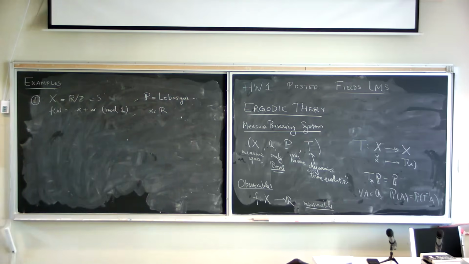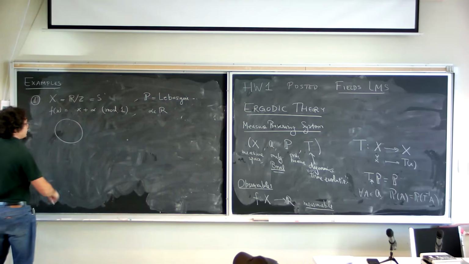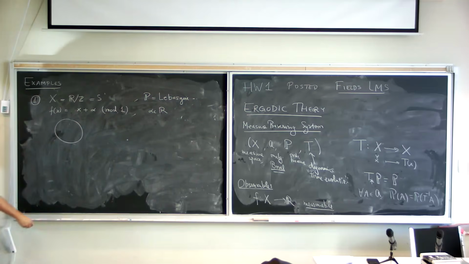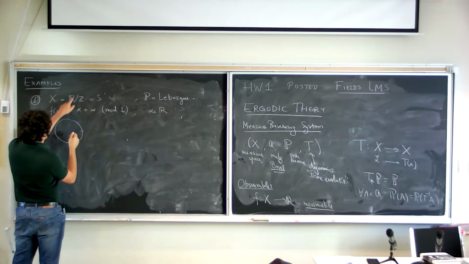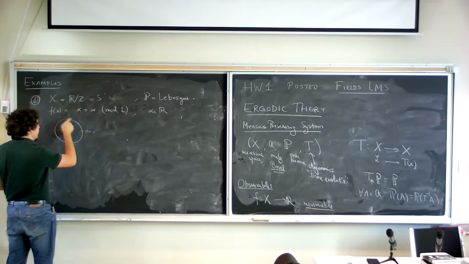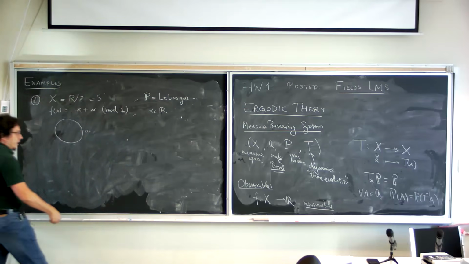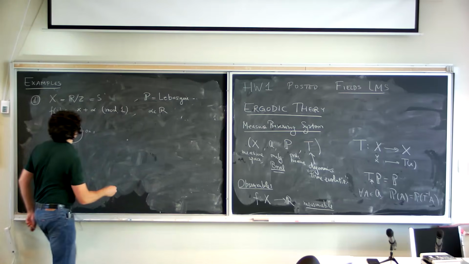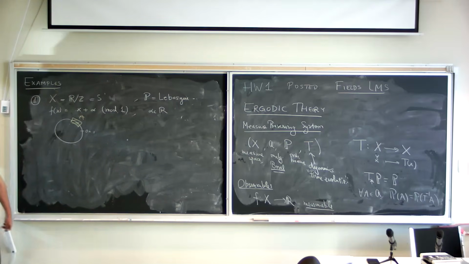And in this case, it's somewhat intuitive. Okay, let's write the circle like this. You think of 0 and 1 as joined to each other. So you take R and you identify 0 and 1, so you get a circle. And then you take some subset A, and then you rotate the set by alpha.